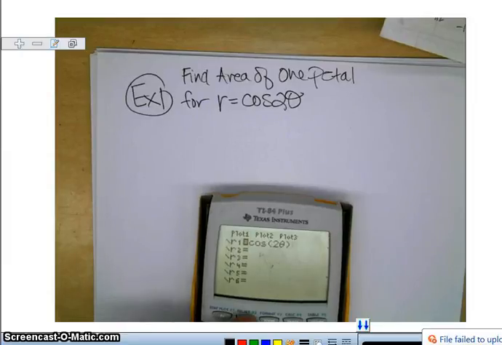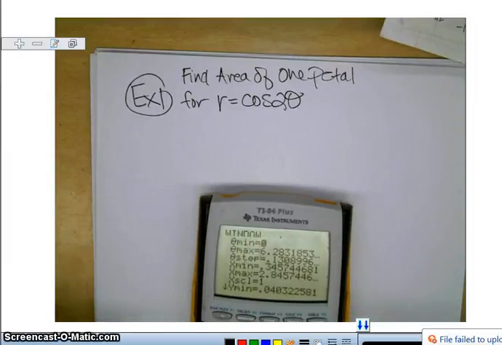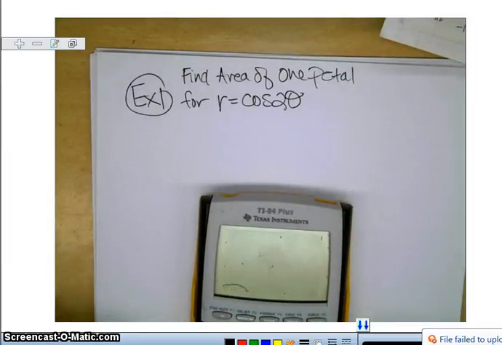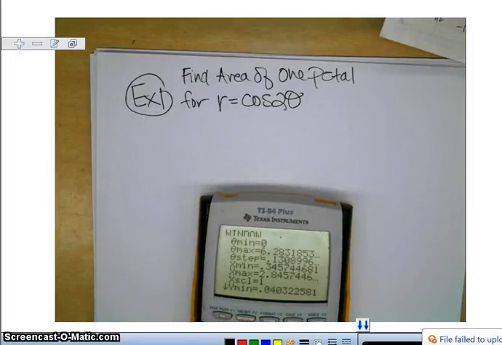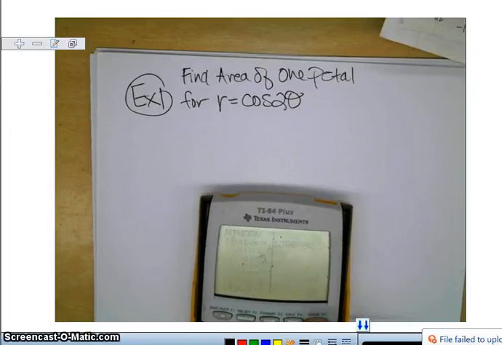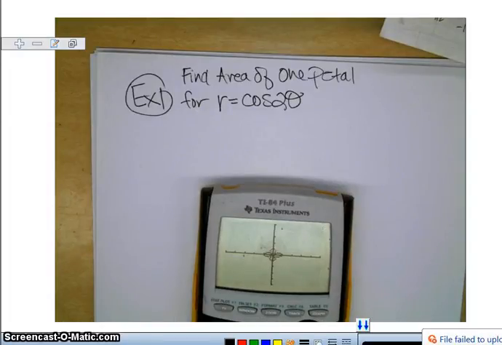Okay, now I'm going to hit my window. I've got it from 0 to 2 pi. I'm going to graph it, and I just want to see what it looks like. Whoa. Okay, now that should be better. It looks like I have 4 petals there.